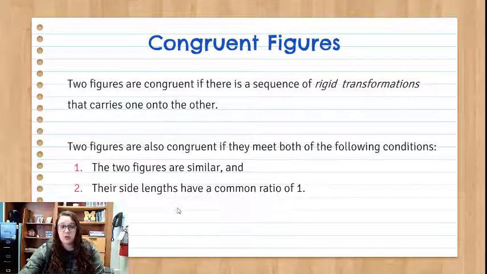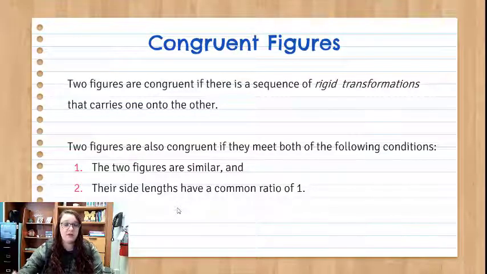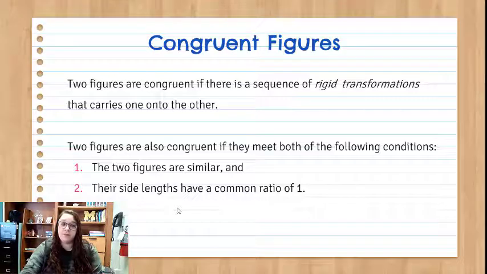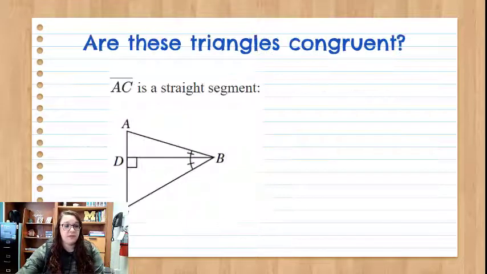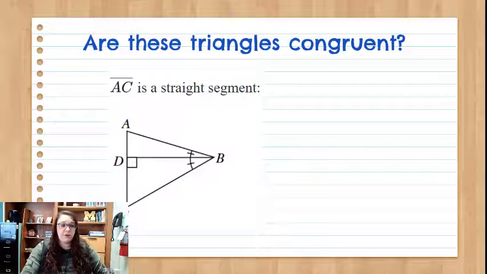Two figures are congruent if there is a sequence of rigid transformations that carries one onto the other. Like for the example in the last one, it looked like it got reflected or rotated. You could also say two figures are congruent if they meet both of the following conditions. Number 1, that they are similar, and number 2, they have a common ratio of 1. I want to know next if these two triangles are congruent, so let's see if we can figure it out.